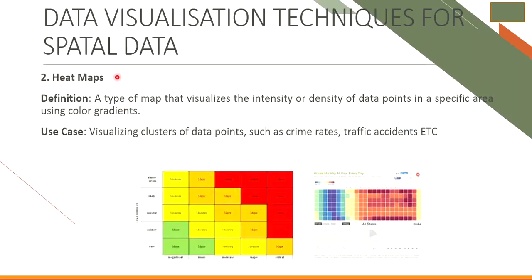The second one is the heat map. This is a type of map we use to visualize the intensity or density of the data points. It is similar to the choropleth map. There we shaded the regions in the map, but here we are representing in the form of clusters or in the form of a picture. For example, here red color indicates a high alert, or a moderate alert, and green color you can consider as a low alert.